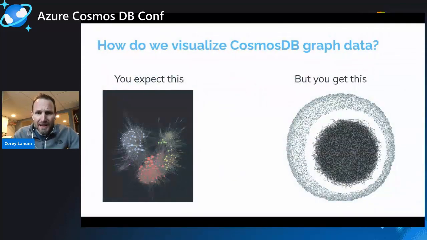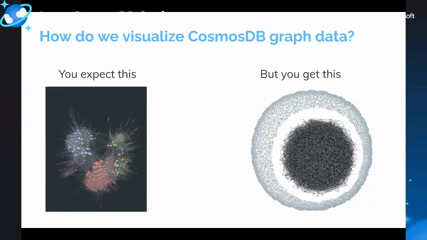So how do we actually visualize graph data that's in CosmosDB? Typically, you expect something like what you see on the left here, which is a very neatly organized, clustered graph visualization that helps you better understand the data that you're looking at and is perfectly intuitive. But what you more often get is something on the right, what we call a hairball, which is a clustered mess of nodes and links that nobody can really make sense of or understand what they're looking at.